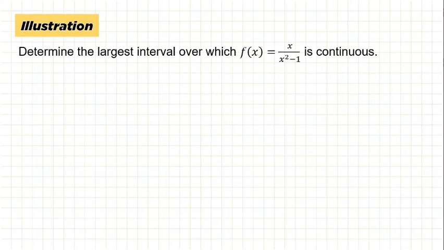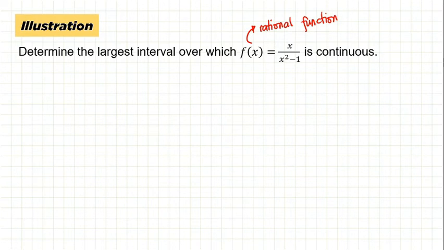Okay? Now, how about this one? Determine the largest interval over which f of x equal to x over x squared minus 1 is continuous. Okay? Now, look at the function. Take note that this function is a rational function, right? And take note from our previous theorem, all rational functions are continuous on their respective domain. So in this case, to solve this, the approach is to solve first the domain of the function.